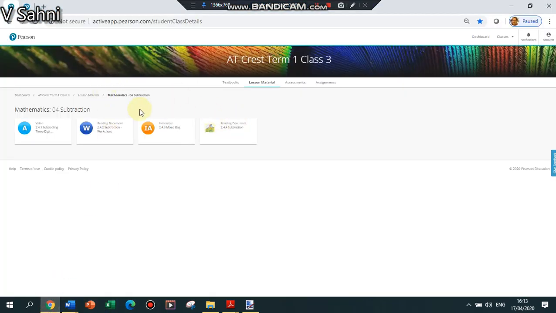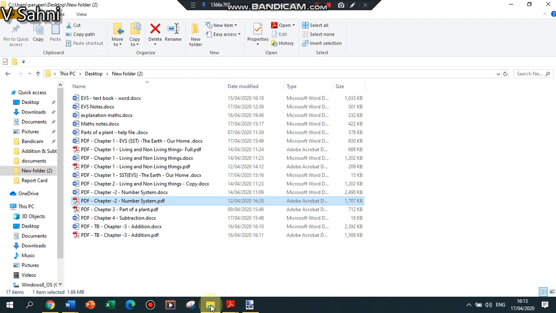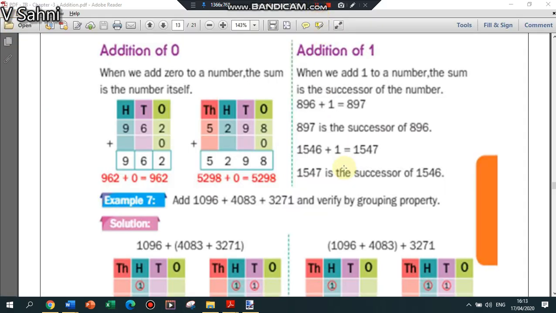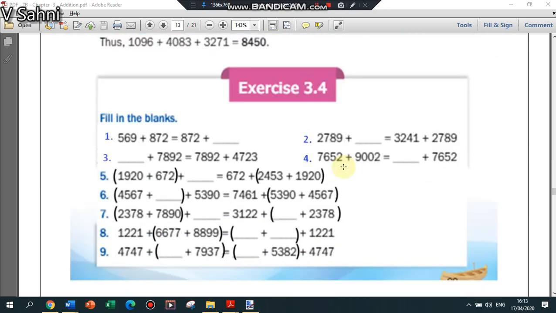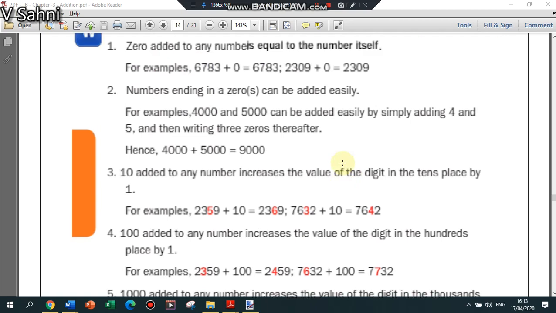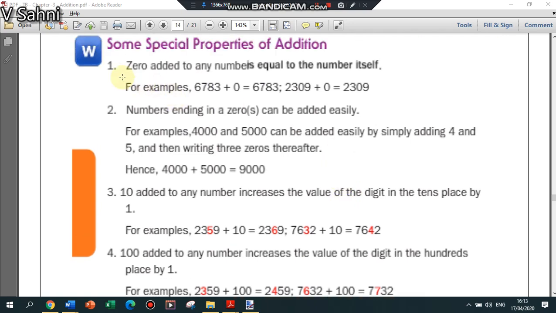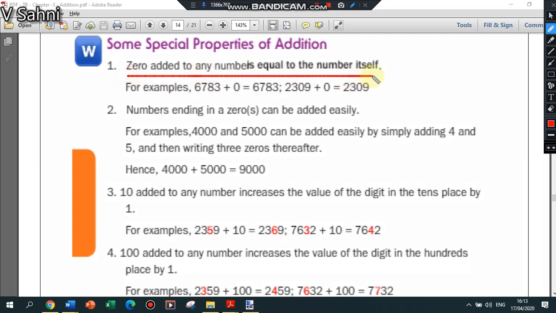Now, I was also showing you the additional properties of addition. So we have already completed two properties. Now the next property is, these are not that detailed properties, they're quite easy to learn. As I informed you about zero property, 0 added to any number is equal to itself. Numbers ending in 0 can be easily added. For example 4000 plus 5000 is equal to 9000. So if the number is ending with 000, then it is quite easy to add them.